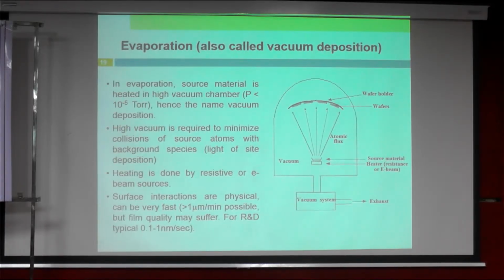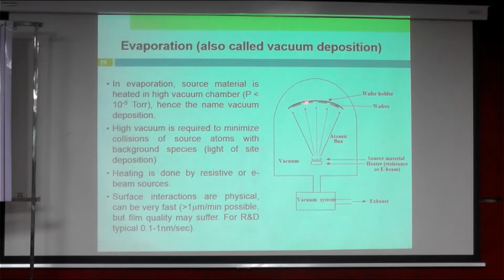And we have talked about evaporation. This is a schematic of a chamber for evaporation. It's a very simple kind of setup. The chamber is a vacuum chamber. You have your boat here with a heater. The source material will be put here, then you heat up this material until it evaporates.